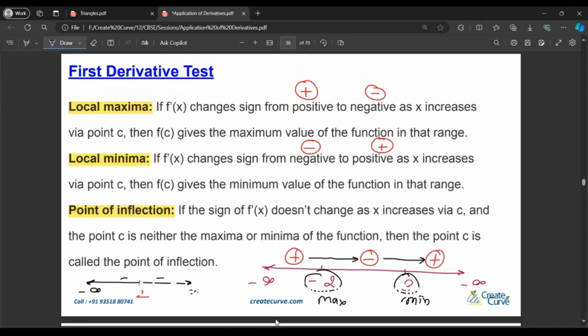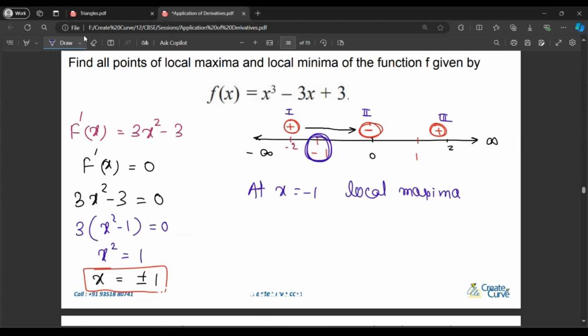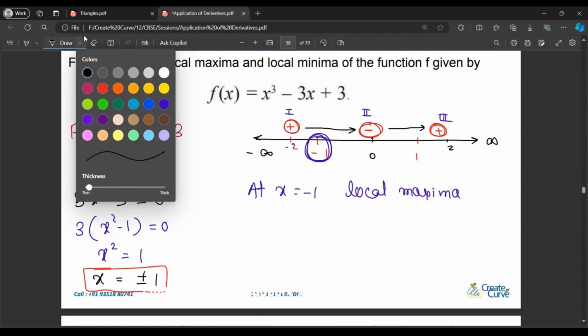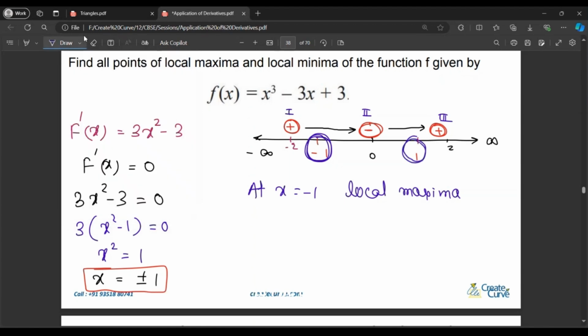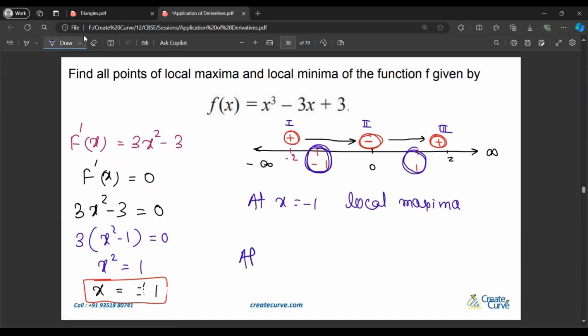If f'(x) changes sign from negative to positive, where are we seeing the sign change? At x is equal to 1, we are seeing the point. So we will write here at x is equal to positive 1, we are getting local minima.